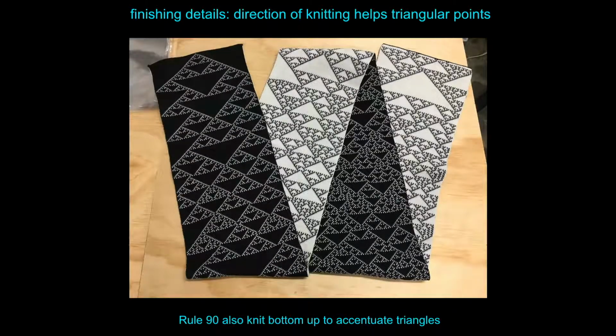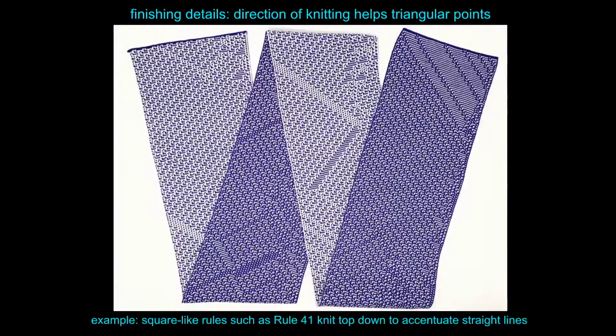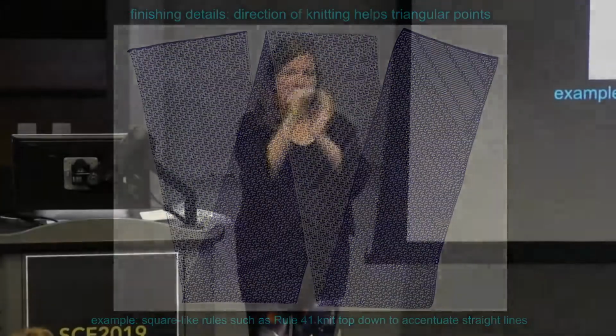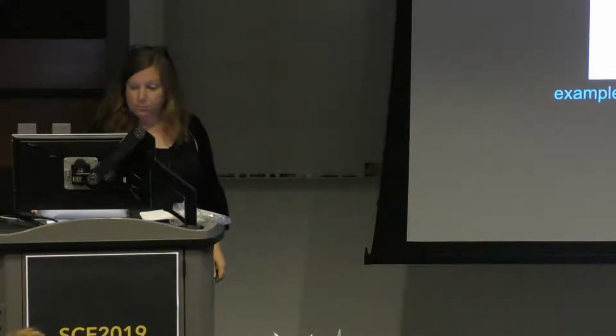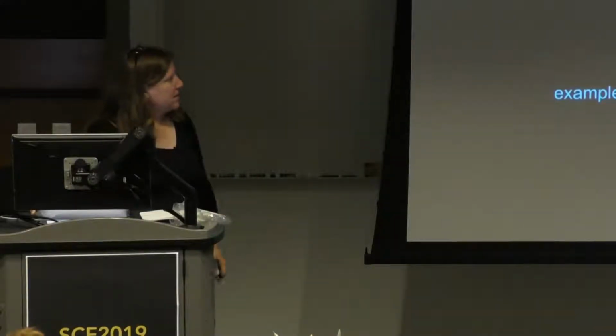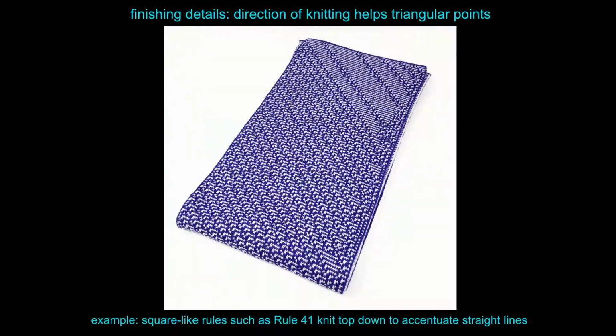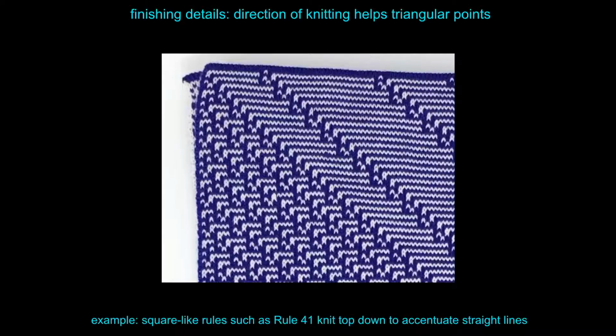So Rule 90, I also knit bottom up to accentuate those triangles, but some of the rules have a square-like structure, such as Rule 41, and I knit that top down to accentuate the straight line. So again, knitting is a little V. On one edge of the V, you have 2 points, and on the other end, you have 1 point. And the edges with the 2 points can accentuate that flat line that you're trying to show much better if it's knit in the other direction from the pointy rules. So those are just some design considerations that I like to take into account when doing generative work on industrial knitting machines.